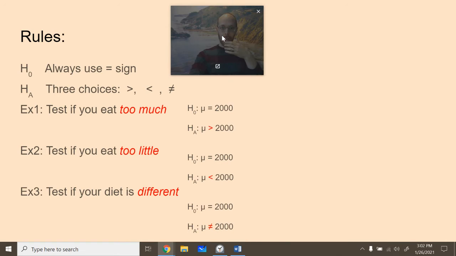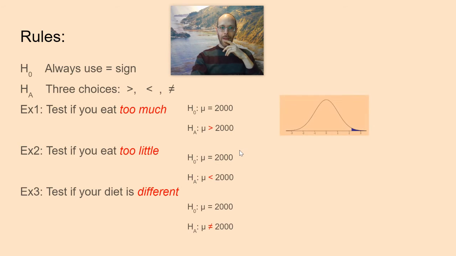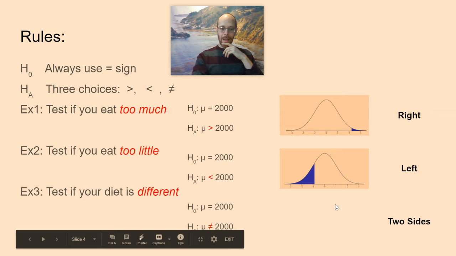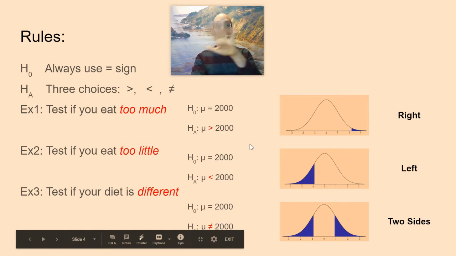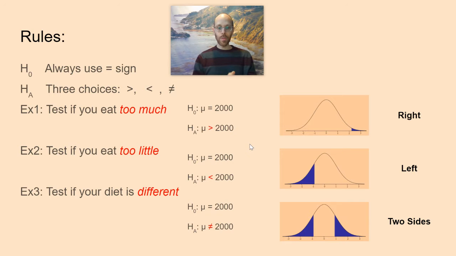Now, the reason that these symbols are eventually going to be important is that it determines the way we actually do our calculations. If it's too much, then you're going to be finding a right side calculation using Staplet. If it is too little, you're going to be using a left side calculation that looks like this. And if it's a different or a not equal to, you're going to be doing a two-side calculation where you're going to find something above and something below. Okay. So it would be a good idea to have this written down as well in your notes.